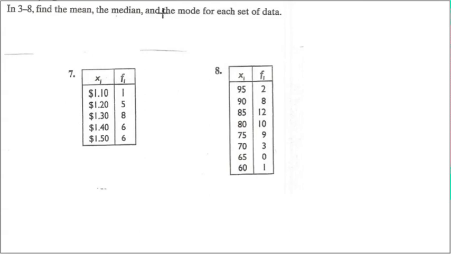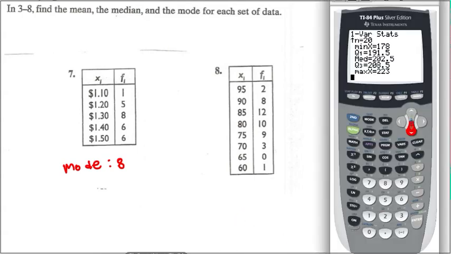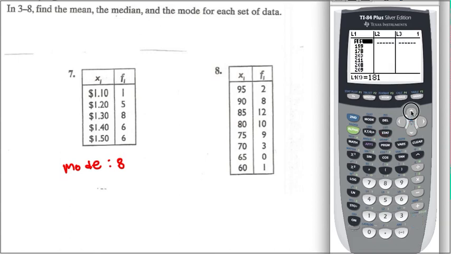Find the mean, median, mode. Here, it's easy to find the mode first. The mode is 8. So we have 8 of them. Now, mean and median, we can find using the calculator once again. But in this case, we have 2 values. One value is what those are, and the second one is how many of them we have. In order for us to do that, it's a little bit different. We have to use 2 columns.